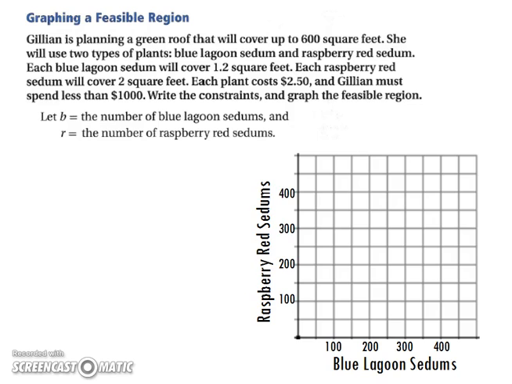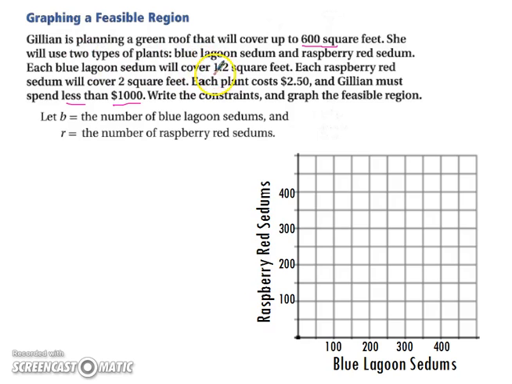Jillian is planning a green roof that will cover up to 600 square feet. She will use two types of plants, Blue Lagoon sedum and Raspberry Red sedum. Each Blue Lagoon sedum will cover 1.2 square feet. Each Raspberry Red sedum will cover 2 square feet. Each plant costs $2.50, and Jillian must spend less than $1,000. Write the constraints and graph the feasible region.